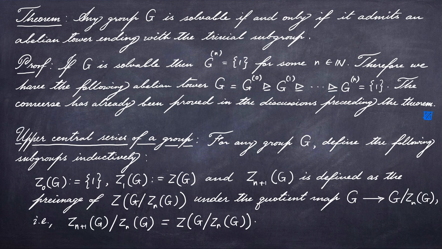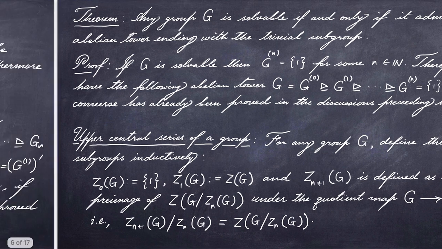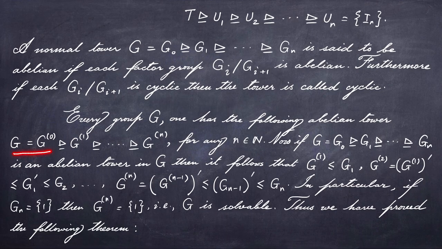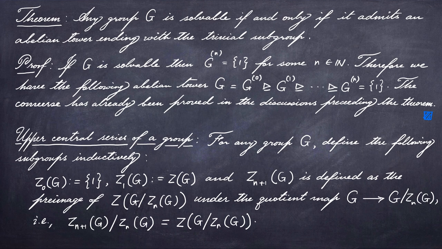Now we talk about another abelian tower associated to any group G. In the literature it is called the upper central series of a group. Let me again tell you that given any group we have a natural abelian tower associated to it, namely, for any n, if we consider the derived subgroups of G up to the stage n, that gives me an abelian tower with n terms. So given any group we do have an abelian tower, the tower of successive derived subgroups. Now we are going to talk about another abelian tower which is associated to any group G. This is called the upper central series of the group.